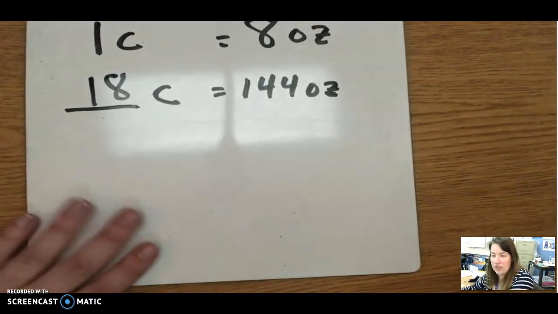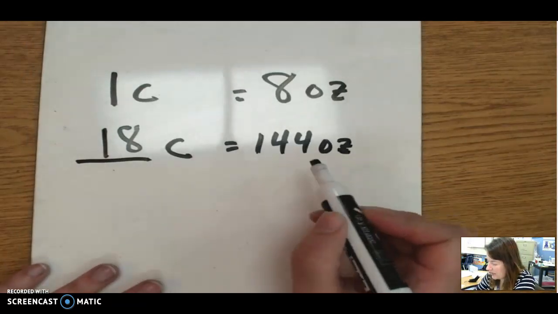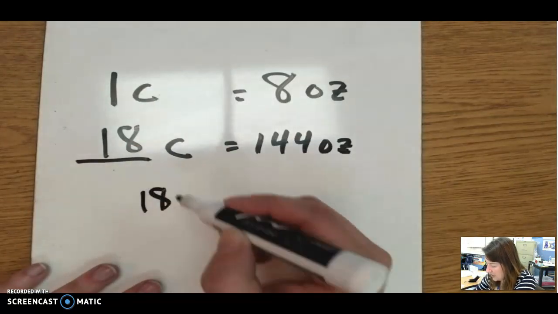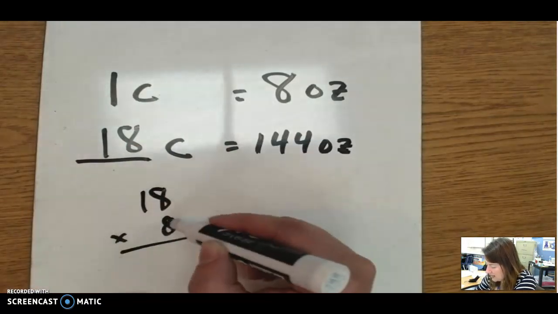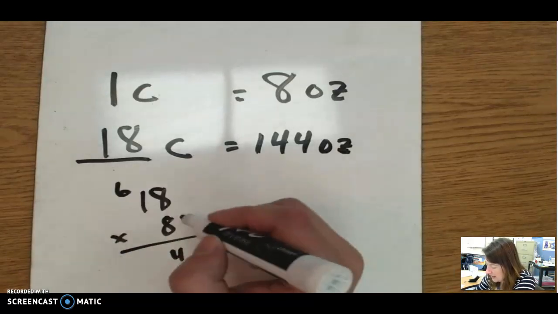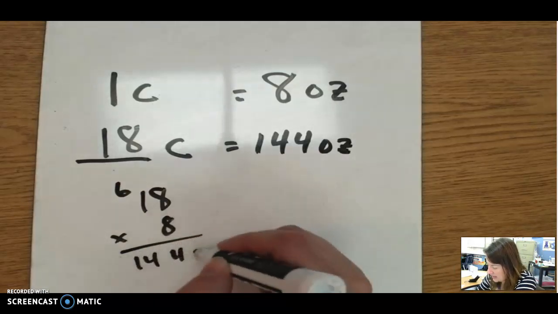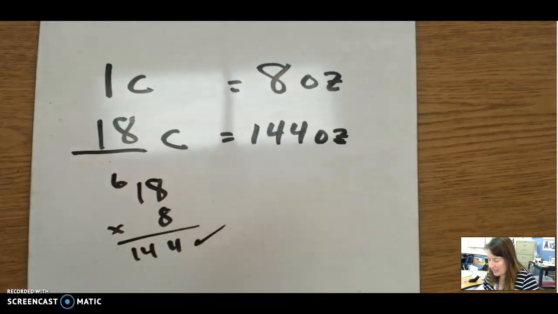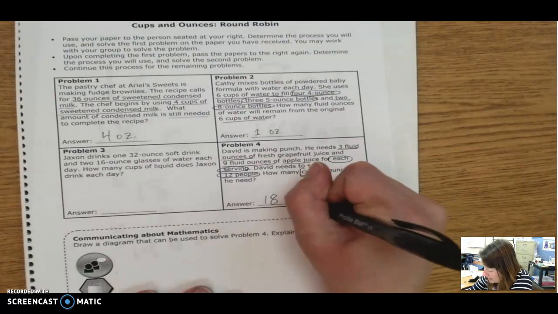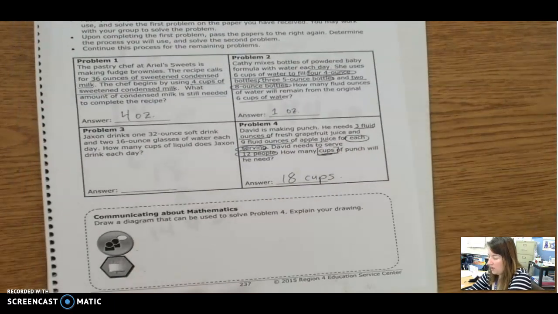We could check that. We could check our division. 18 cups is the same as 144 ounces. 1 cup is 8 ounces. So 18 cups, if I multiplied 8 times 8, you just said, was 64. 8 plus 6, 8, 9, 10, 11, 12, 13, 14. That does check out. So 18 cups is how many cups that they will need, right? So that was a multi-step problem.